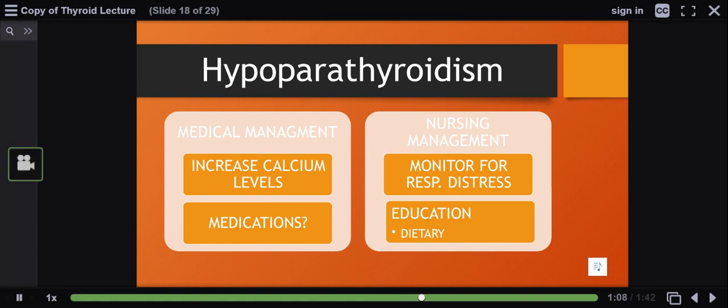As far as education related to their diet, we want to educate these clients on high calcium diets. However, we want to make sure that these clients understand that things such as milk and eggs are also high in phosphorus, so we'd want them to avoid these foods. Aluminum carbonate may be given with meals. These help to bind phosphorus and promote excretion of phosphorus through the GI tract.